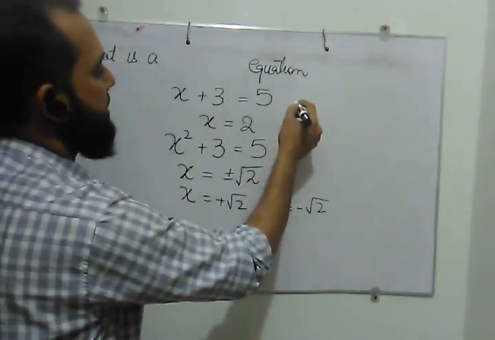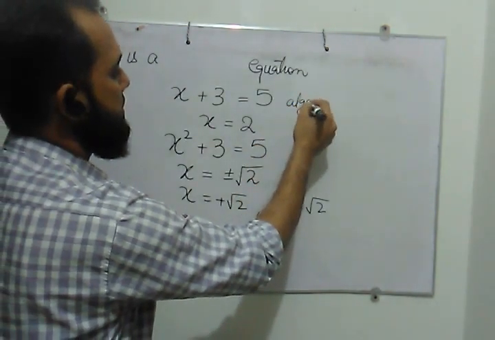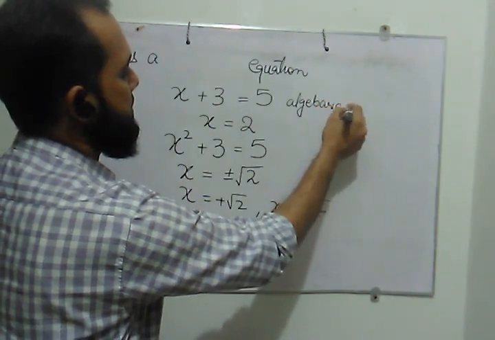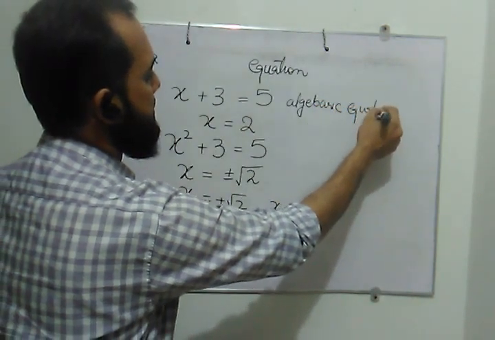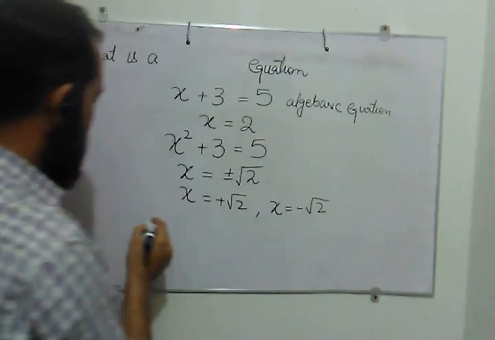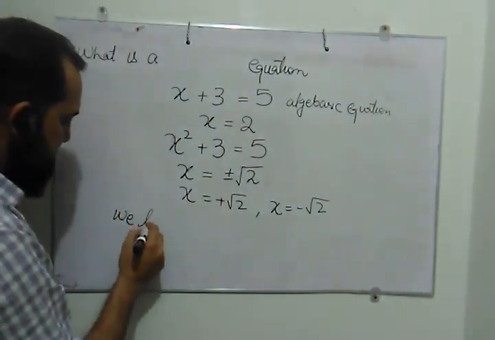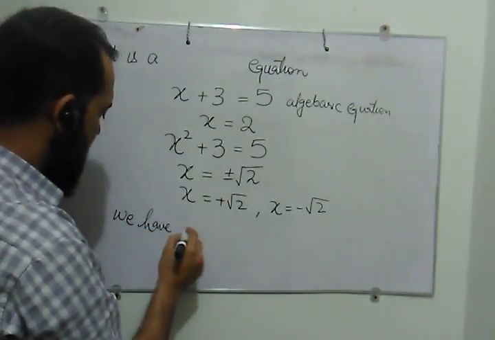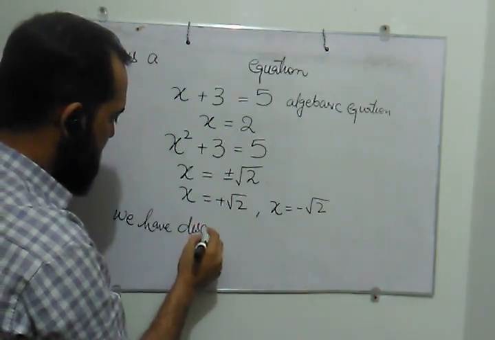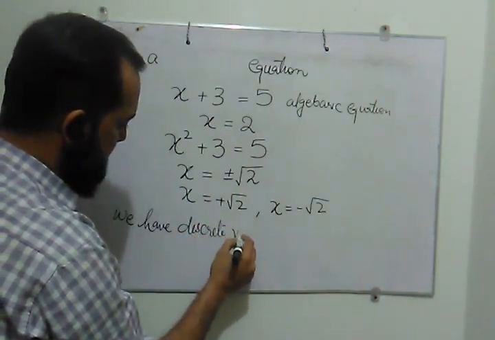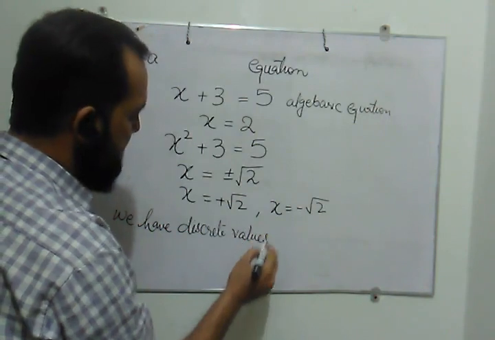This is an algebraic equation. And we have discrete values.